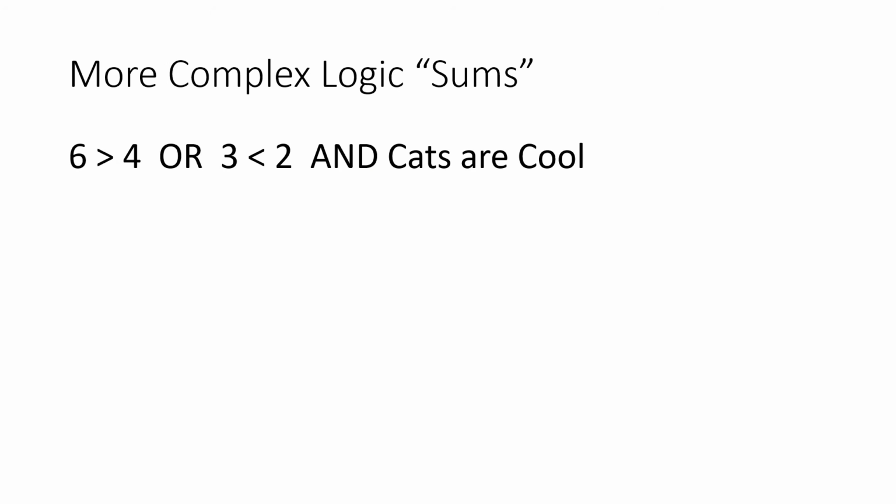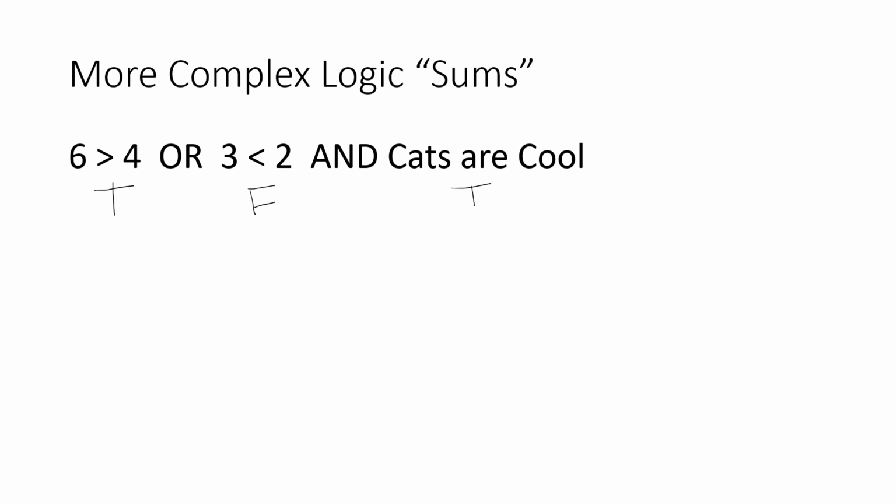Let's do a slightly more tricky logic sum. We've got 6 greater than 4 or 3 less than 2 and cats are cool. So here the best is to just work out every little condition separately and then to do the logic part of the sum. So is 6 greater than 4? That is true. Is 3 less than 2? That is false. Are cats cool? Yes, they are. That is true.